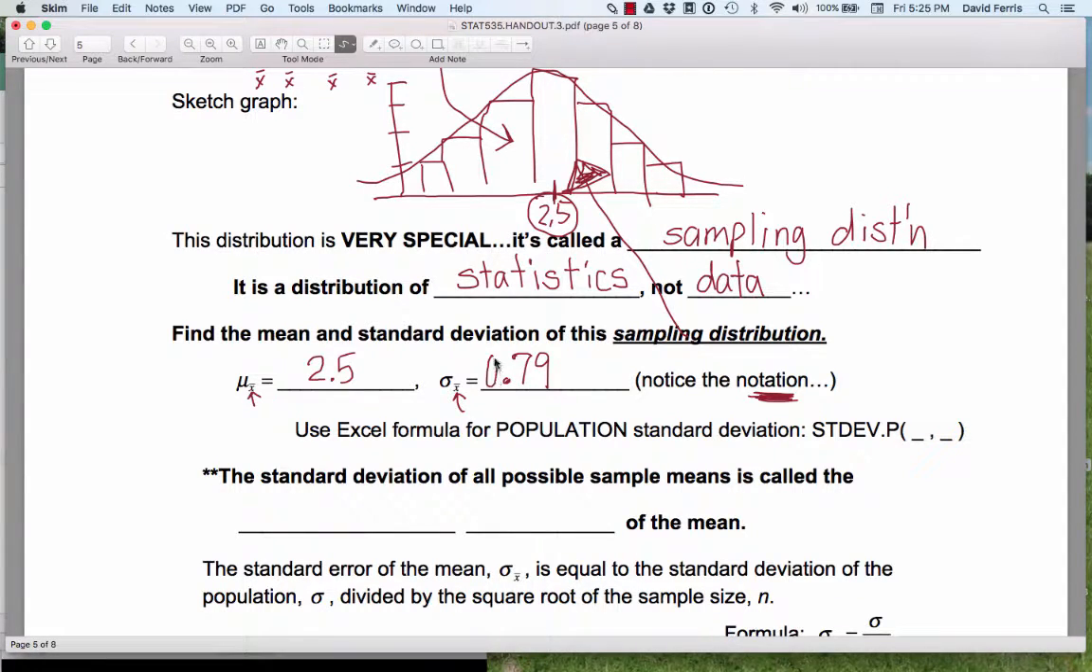So we will use technology to find the standard deviation usually. And the mean is always just going to be the mean of whatever population you started with. So we will be able to use even the formula on a list in Excel, which is just going to be the standard deviation of the population, because we have all possible sample means in here, so we're using the standard deviation of the population formula to calculate that.